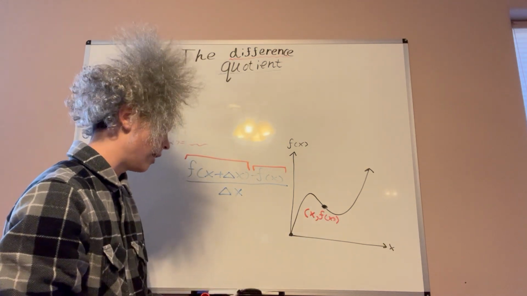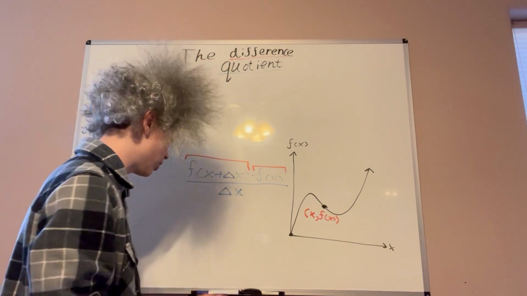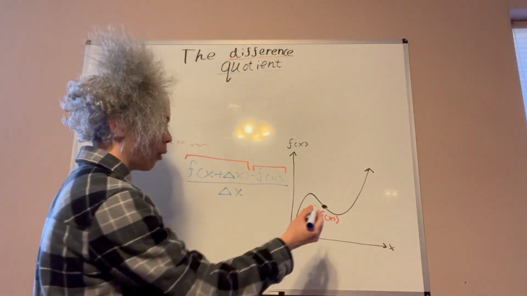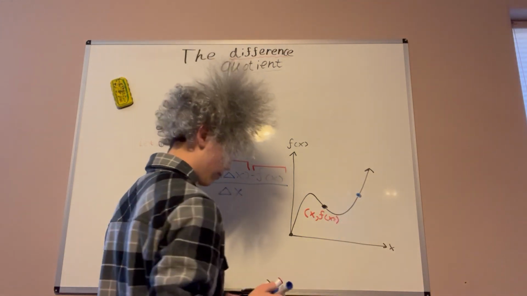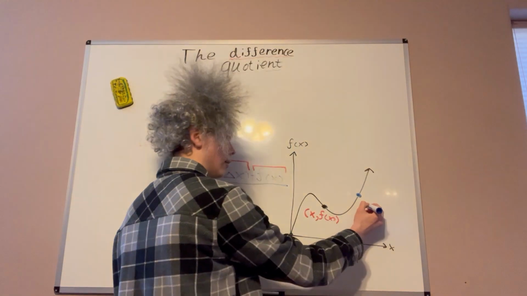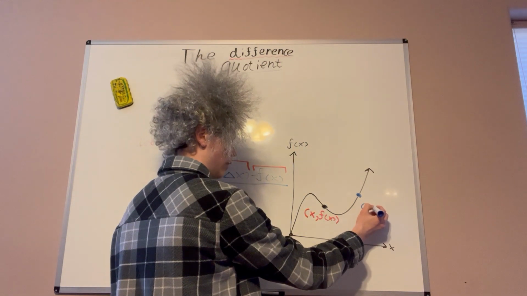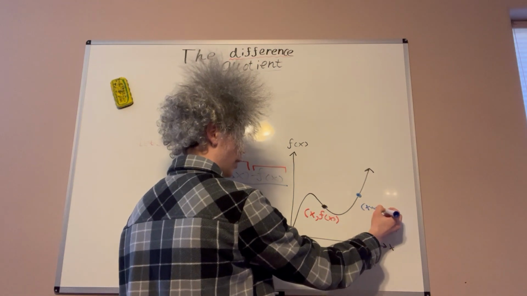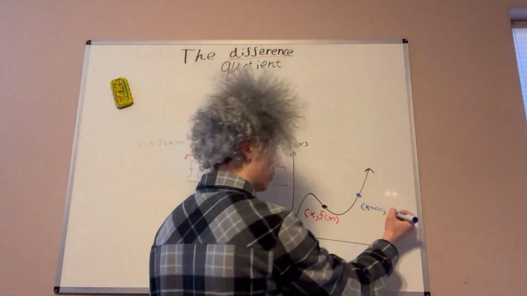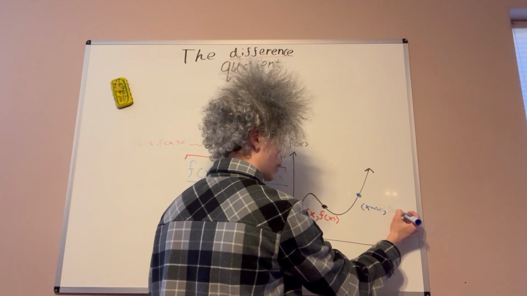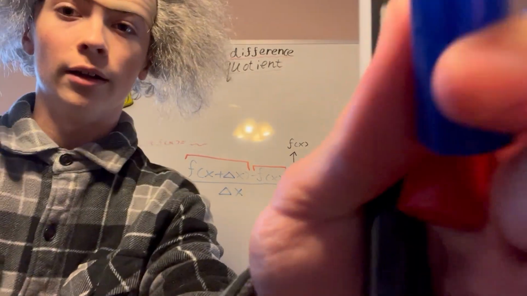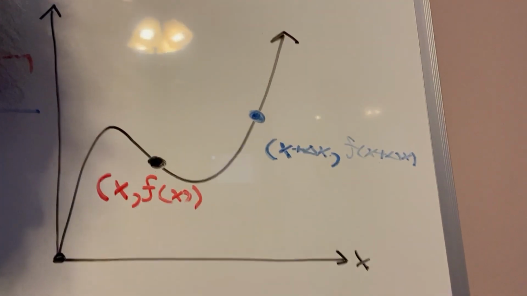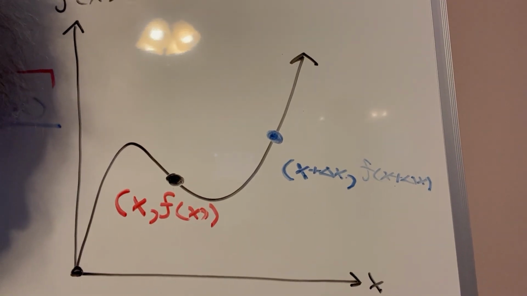Now, I'll use a tertiary color here. If I were to go over a distance delta x, we get a new point. This new point would be x plus delta x, and the output value would be f of x plus delta x. Sorry if that's a little tough to see all the way out on the side. Here, I'll bring the camera in so you can see that. Those are the ordered pairs for that function. I'll set this back in its spot.